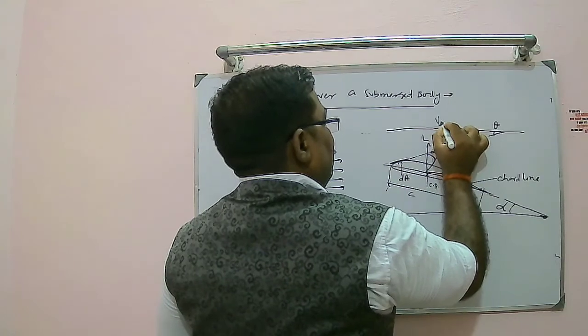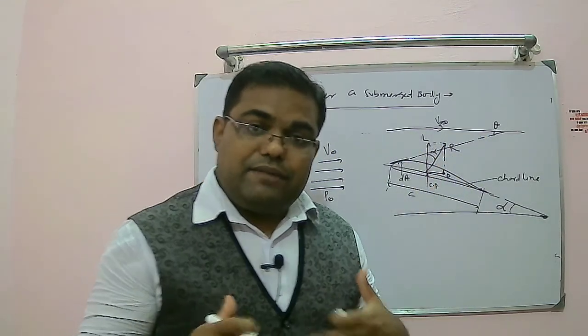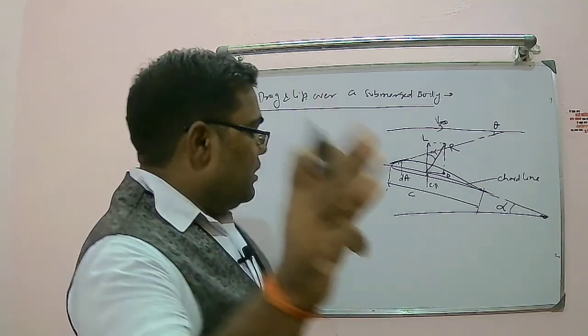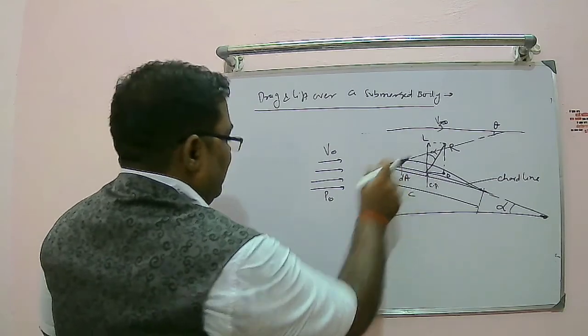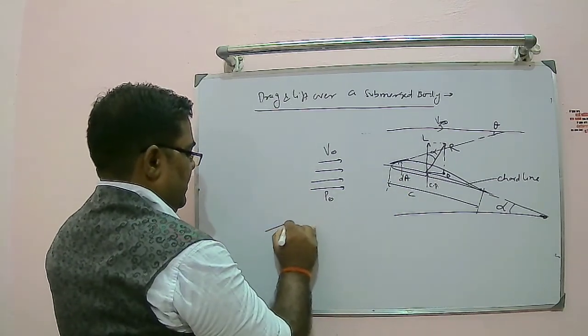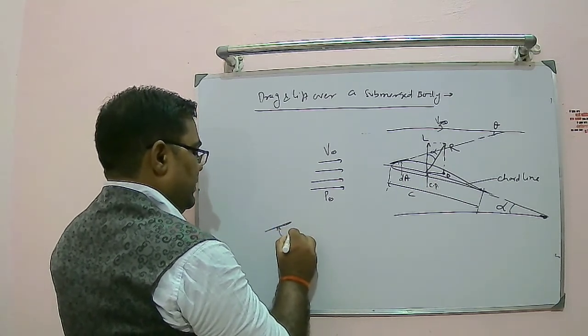Basically, V infinity. So if I want to draw this right here, I will consider only two forces: pressure forces and skin friction or shear forces. If I take this elemental area here, this is my elemental area which I consider for my study. So this is dA basically.